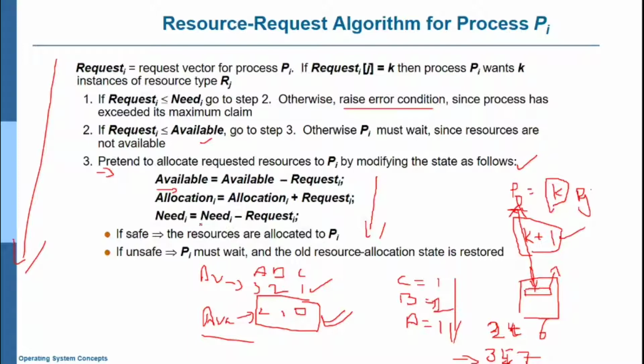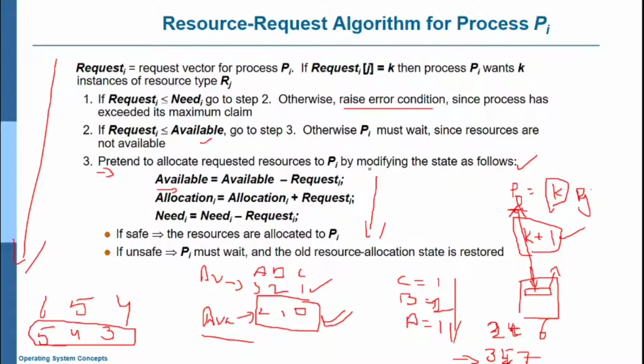Need equals Need minus Request. There was a need of something like 6, 5, 4. The request was 1, 1, 1, so minus this gives 5, 4, 3. This is the newly needed available to the other processes. This is the condition being explained: whenever P0 requests new instances of type Rj, the system pretends whether it is possible or not.